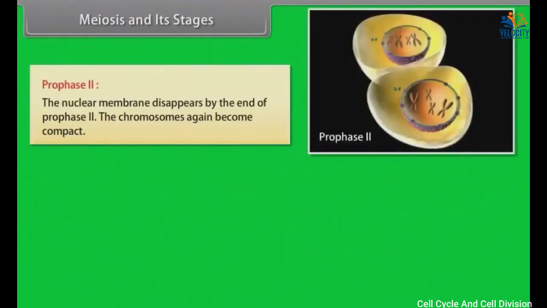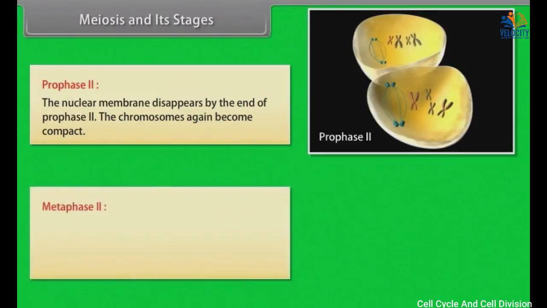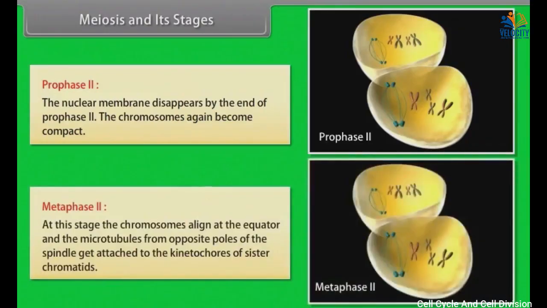The nuclear membrane disappears by the end of prophase II. The chromosomes again become compact. After prophase II, metaphase II takes place. At this stage, the chromosomes align at the equator, and the microtubules from opposite poles of the spindle get attached to the kinetochores of sister chromatids. Similar to mitosis, metaphase II is followed by anaphase II.